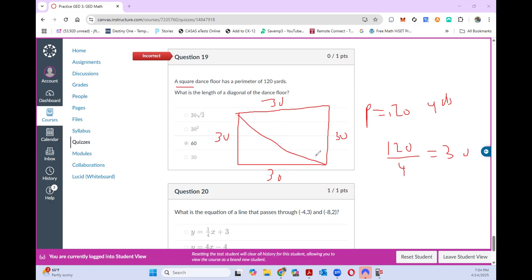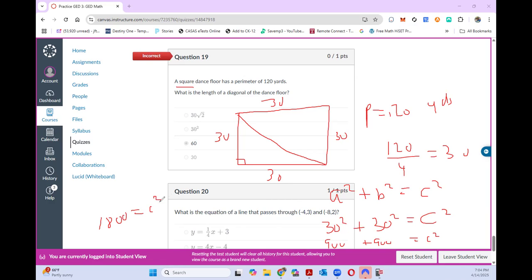Once you make that diagonal, you have a right triangle with 2 legs, 30. A squared plus B squared equals C squared. 30 squared plus 30 squared equals C squared. 900 plus 900 is C squared. 1800 equals C squared. What's the opposite of squaring something? Square root. Take the square root of both sides. C is equal to the square root of 1800.